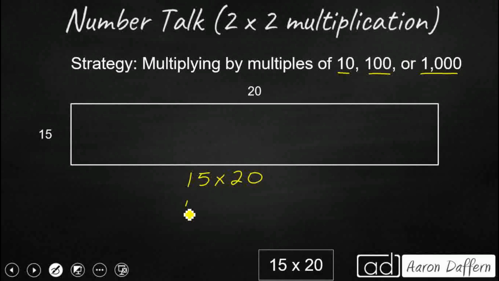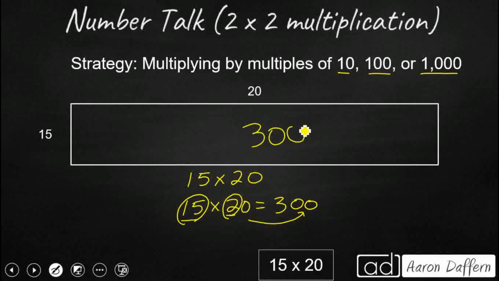Well, what we know is that 15 times 2, that's going to be easy because we're just going to double that. So that equals 30. So when we do 15 times 20, what we do is we simply take our non-zero digits, that's our 15 times 2, we multiply those, and then we add any extra zeros to the end. So it becomes 300. So hopefully that's the answer that you got.